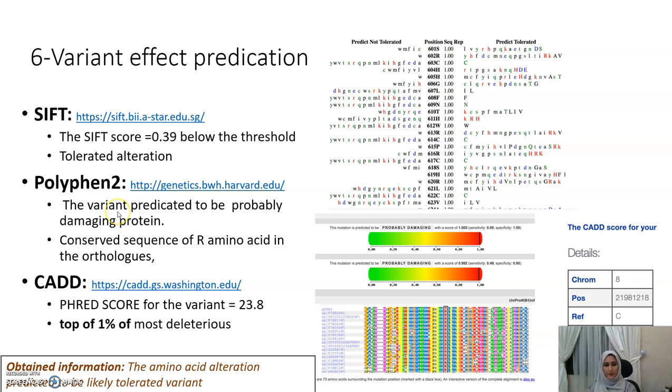Then I go to PolyPhen-2. Again, you put in the variant and it tells me that the variant is probably damaging to the protein, and the site is a conserved site. To do another investigation, I go to CADD, and this gives you a score of 23.8, as you see here, and this is among the most deleterious, the top 1% of most deleterious variants.